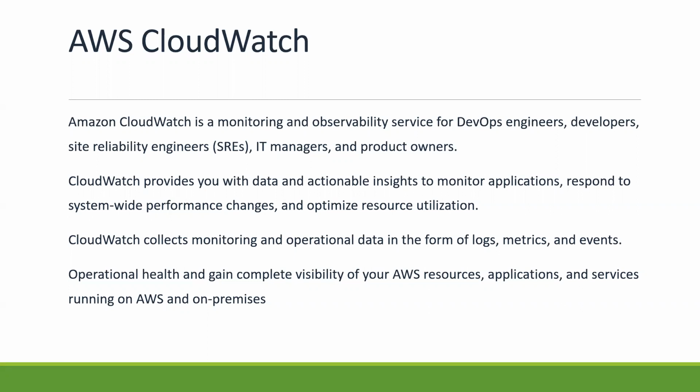So CloudWatch collects monitoring and operational data in the form of logs, metrics, and events. And it also checks the health of the resources and gains complete visibility of our resources, as well as applications and the services that are running on AWS, as well as on the on-premises infrastructure.